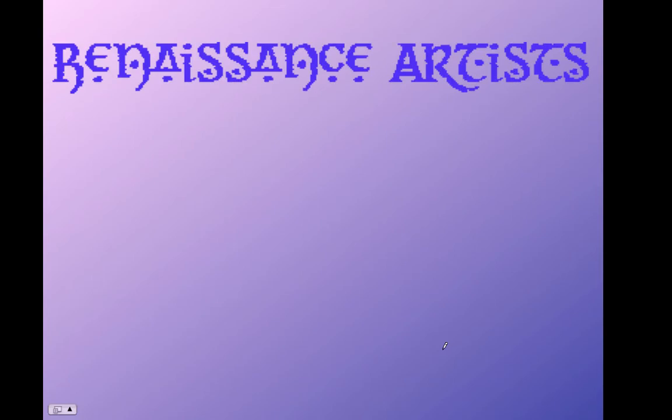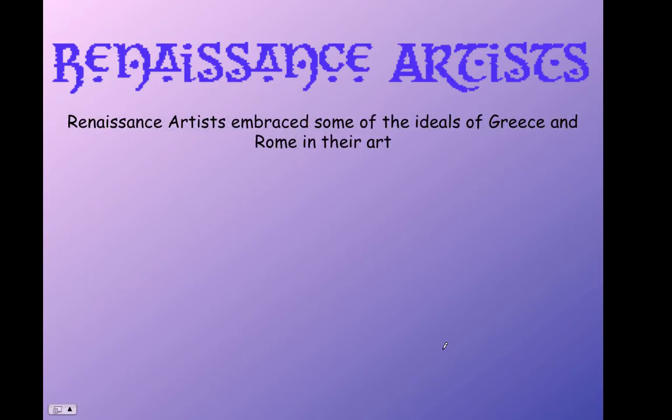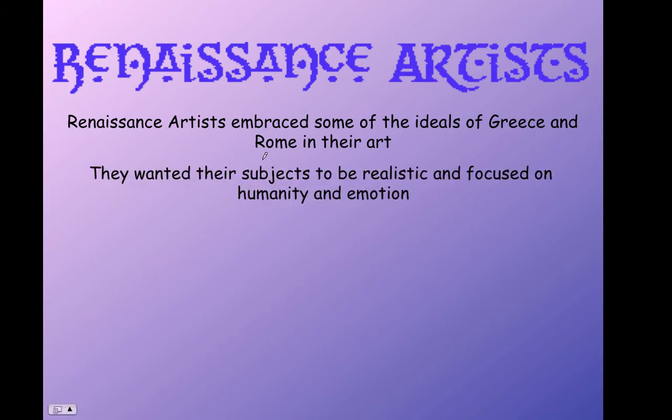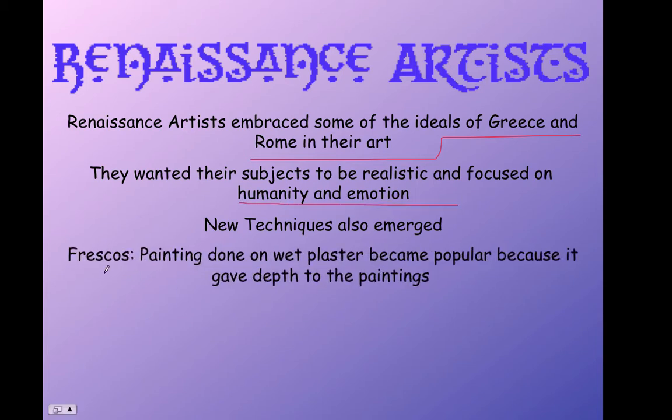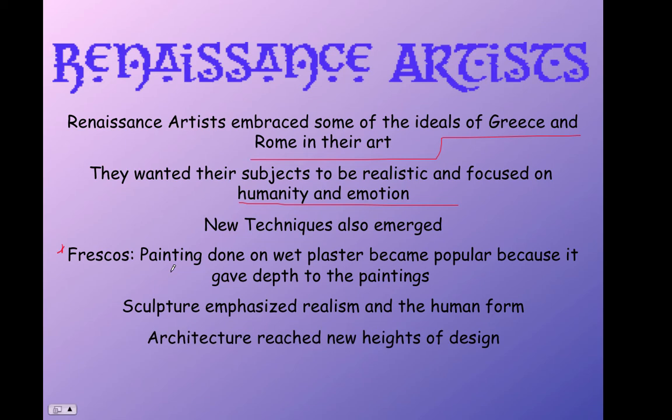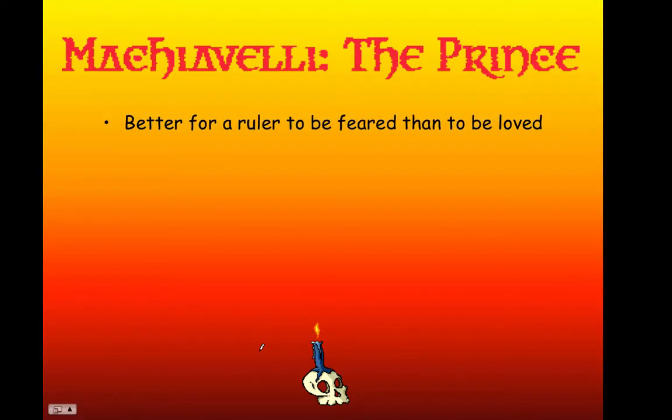So next one, Renaissance artists. Who are we going to talk about? I'm glad you asked. Again, they get some of their ideals from Greece and Rome: realistic humanity, emotion, new techniques. Fresco is painting done on wet plaster. Not sure that's a vocabulary word I'd ask about on the test. Again, realistic human figures. And architecture is going to improve.